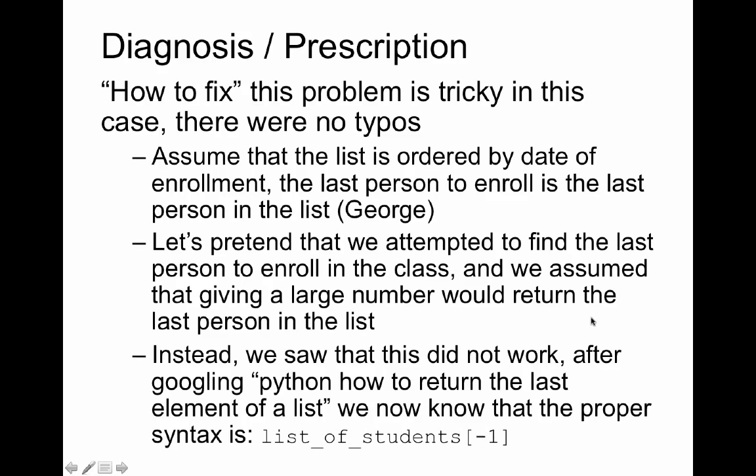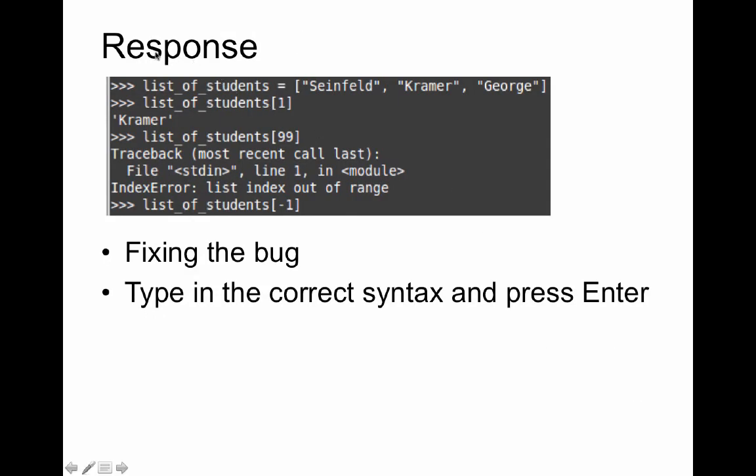So yeah, it's not a great fix, because we're assuming that we tried to do something which doesn't make any sense. But we're all smart people here, so let's just say we were trying to help out someone a little bit less smart than we were. And they were trying to do the last person in the class by a really high element number. So now the response is to actually fix the bug. This time, instead of incorrectly assuming that it's just going to give us the last person from a very high number, now we put in the proper syntax and we press the Enter key.